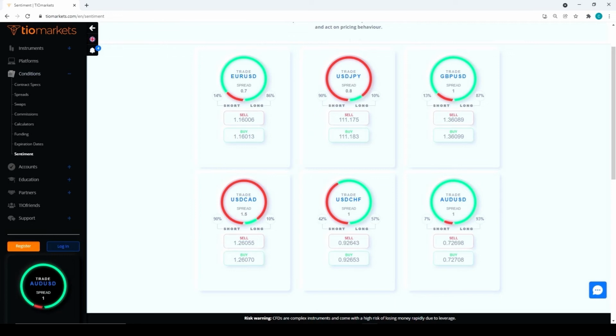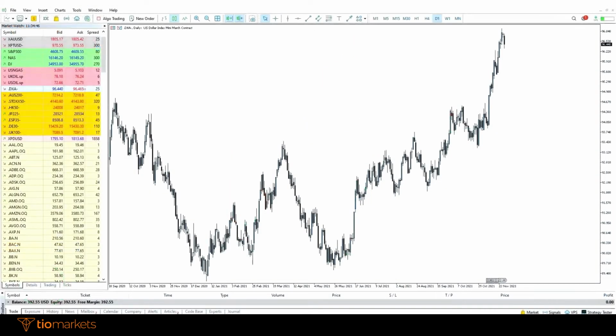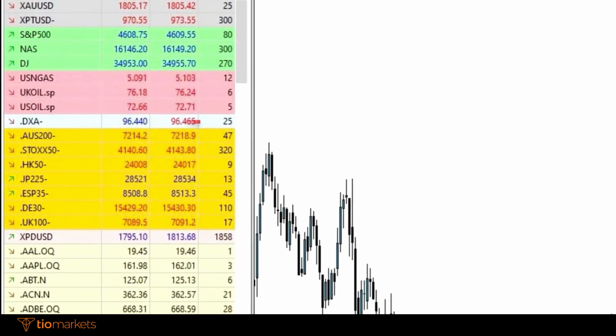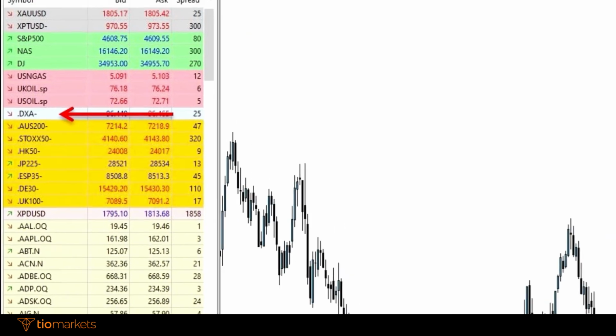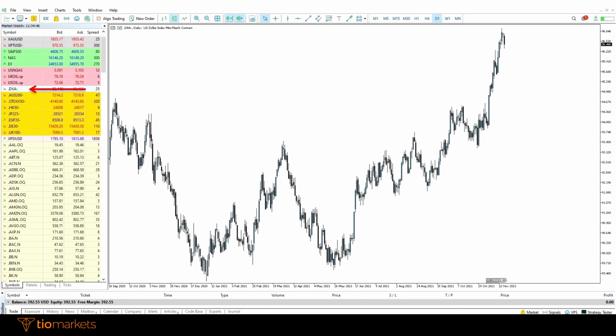Let's get on the charts to take a closer look. This is a chart of the US dollar index. The symbol on the trading platform is DXA. This index tracks the strength or weakness of the US dollar against foreign currency.